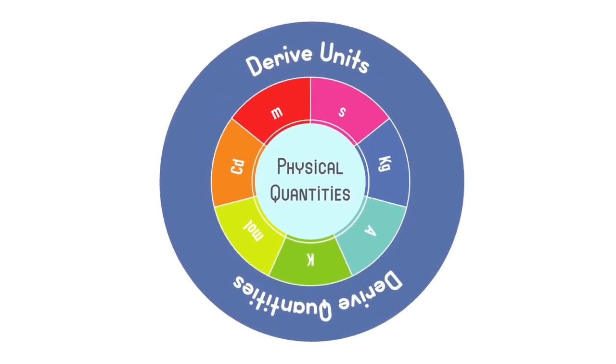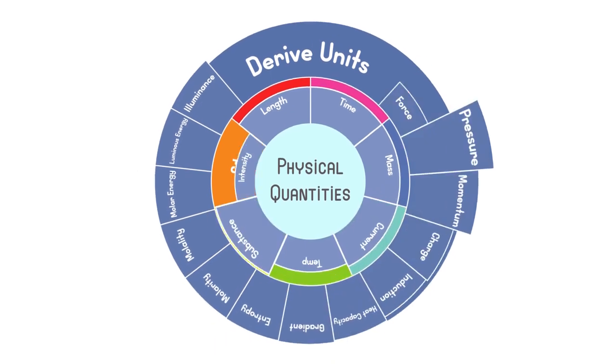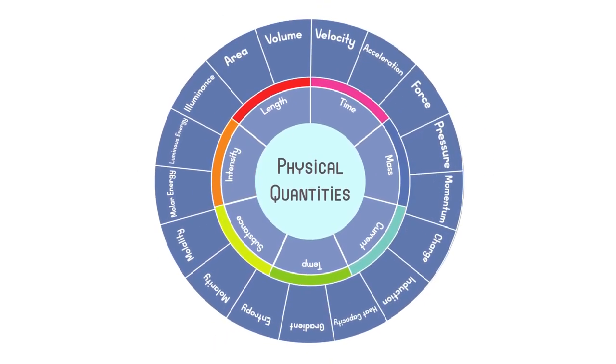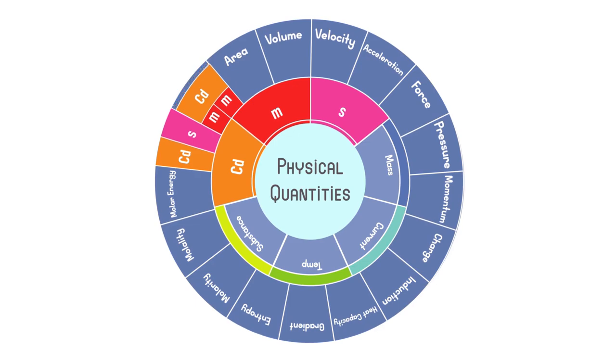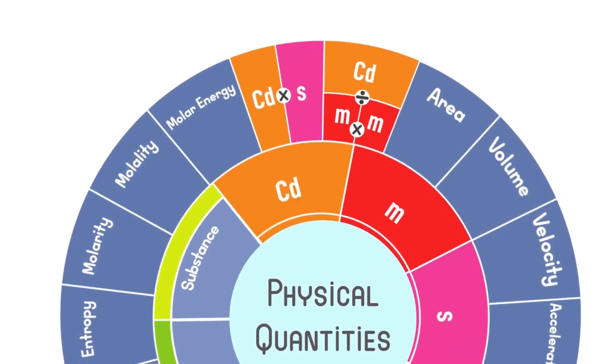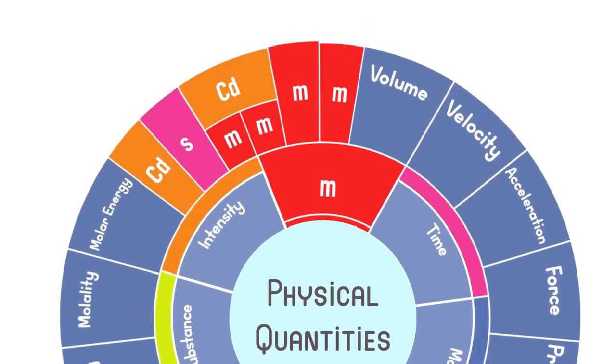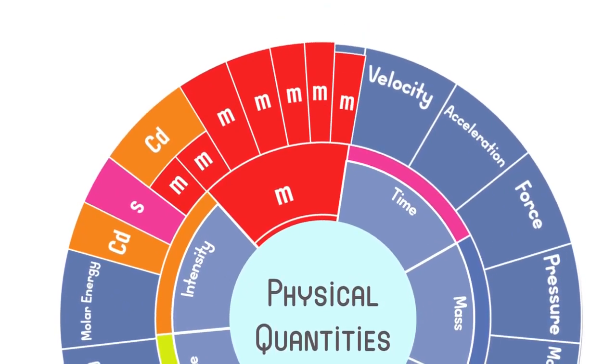Derived units. The units used to measure derived quantities are called derived units. They are defined in terms of base units. We get them by multiplying or dividing one or more base units with each other. For example, the unit for area is square meter, and for volume is cubic meter, which are based on the unit of length. Some derived units and their symbols are as follows.